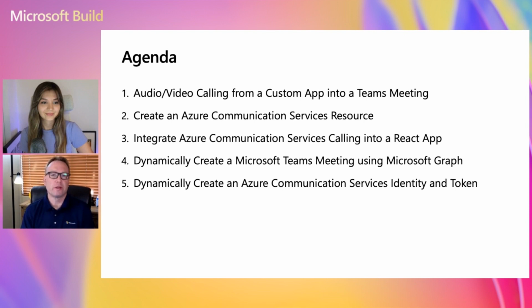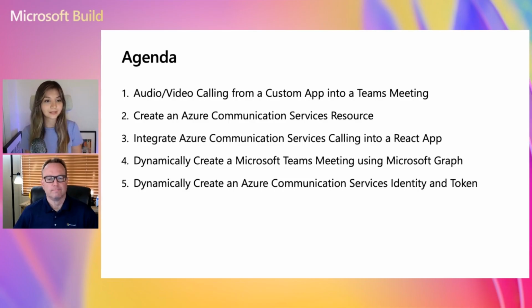Now, there's a little more to the story, though, right, Ayca? What else are we going to cover? Yes, exactly. Until this point, you will understand how you can set up ACS resources and integrate with your React app. Then we will understand how we can dynamically integrate with a Teams meeting. Instead of copying and pasting a Teams link, you can automatically get a Teams meeting link by using Microsoft Graph. So I'm going to quickly show you how you can integrate that with Graph in your app.